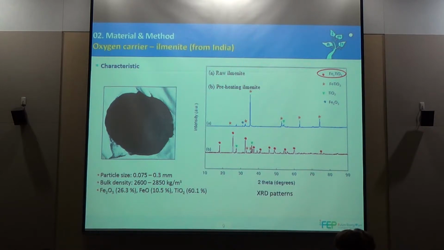We use ilmenite from India with a particle size of 75 to 300 micrometers and with this density. And actually, ilmenite has two states. The first state is full oxidation. It's the full oxidation state, and the raw state of ilmenite.